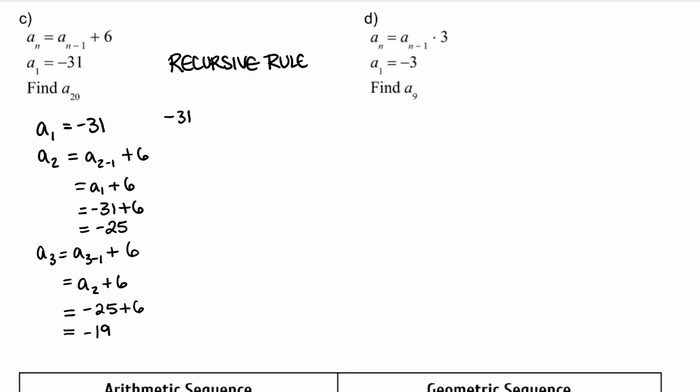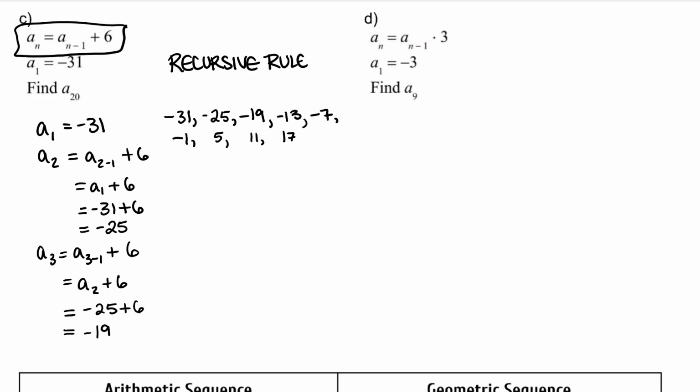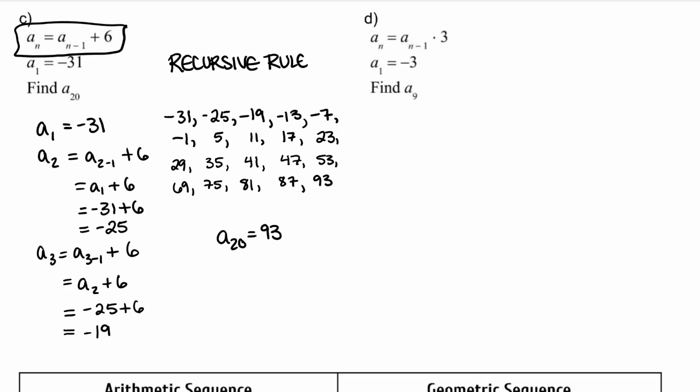But let's write these out and see if we can see a pattern that's happening. Oh wait, this recursive rule just means to find the next term, take the term before and add 6. So I'm just going to keep adding 6 to get the next few terms. Notice how we were adding 6 every time. That is a common difference. So this rule represents an arithmetic sequence.